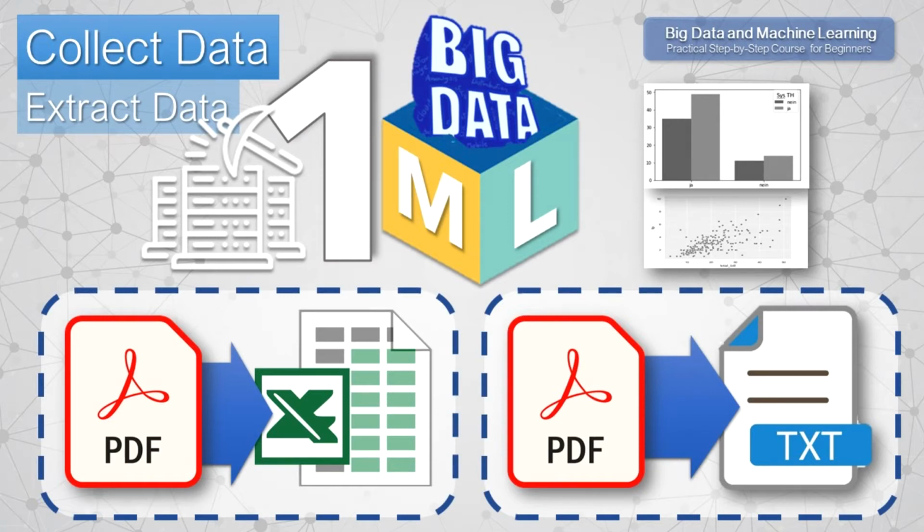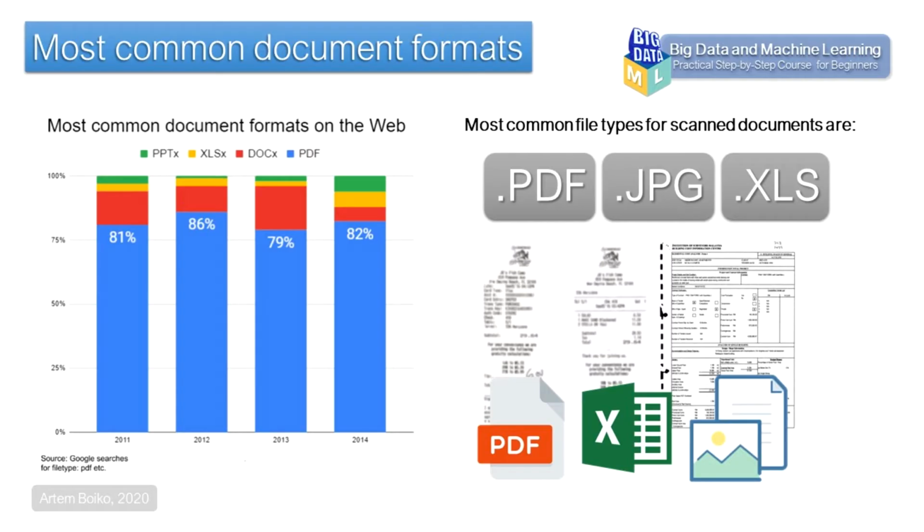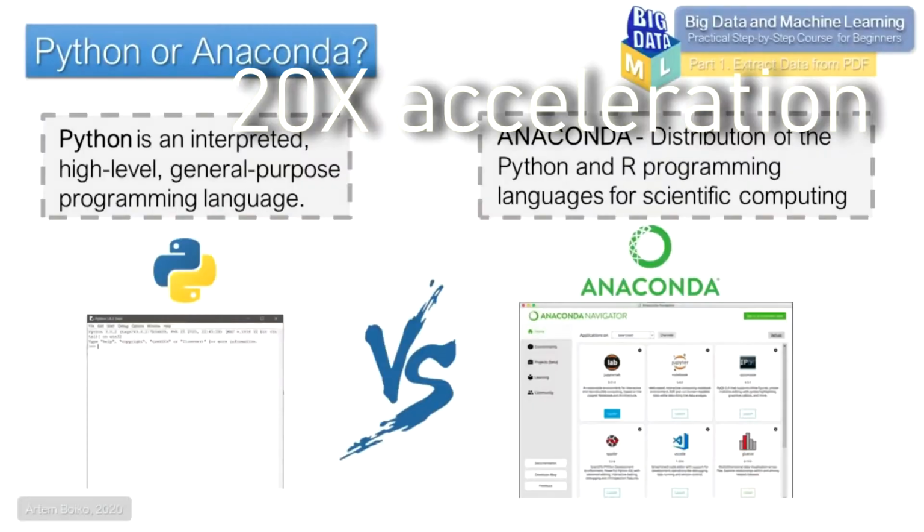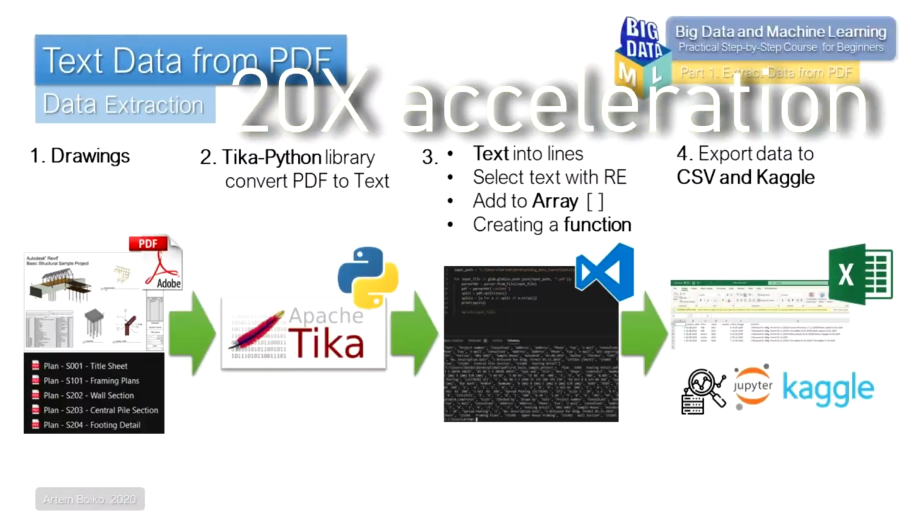In the first two courses, we will collect data from drawings, contracts, receipts, and other documents, and we will translate scanned documents and files of various formats into text and tabular form. Almost all documents that small and large companies and businesses use in their work are saved in PDF, JPEG, or scanned form. The first part is devoted to the collection and extraction of data from documents.